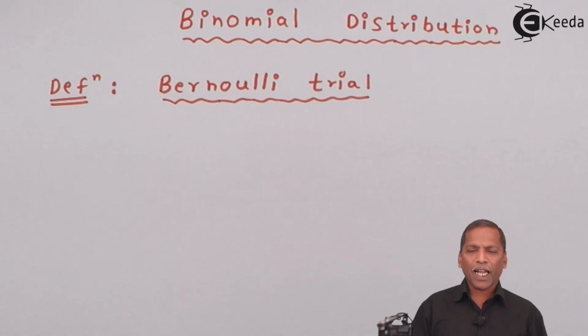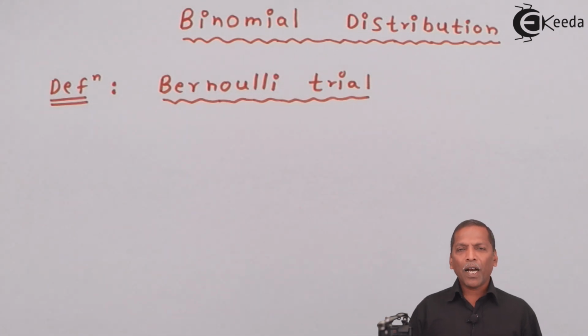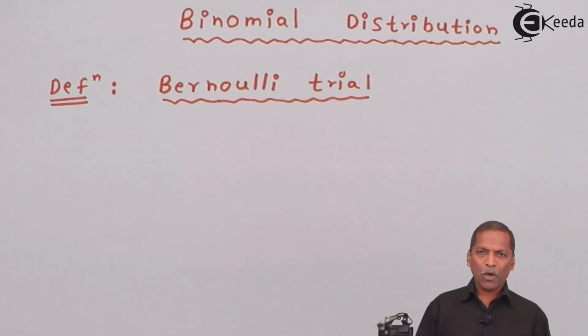So in such a type of experiment, one outcome we consider as a success and the other outcome we consider as a failure. So in this chapter, we go through some definitions, that is Bernoulli trial. And the second one, we mostly learn about the theorem of probability distribution.